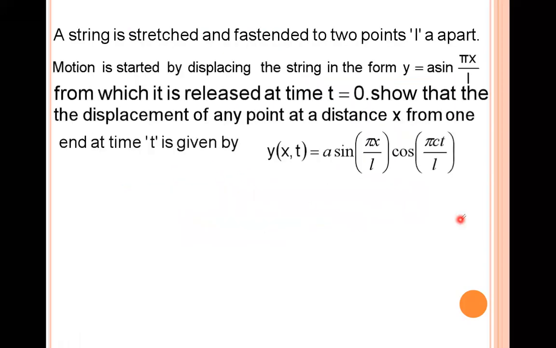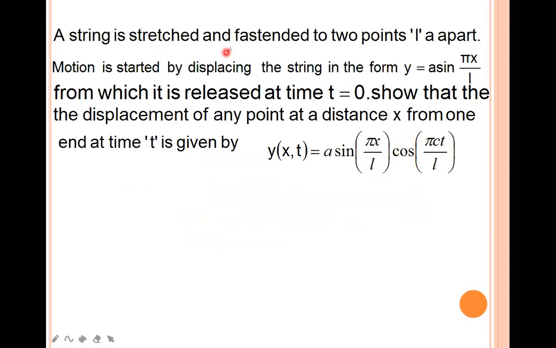See this: a string is stretched and fastened at two points L apart. Motion is started by displacing the string in the form y equal to a sin pi x by L, from which it is released at time t equal to 0. Show that the displacement of any point at a distance x from one end at time t is given by y of x comma t equal to a sin pi x by L cos pi ct by L. So given in this, a string is stretched and fastened at two points L apart.